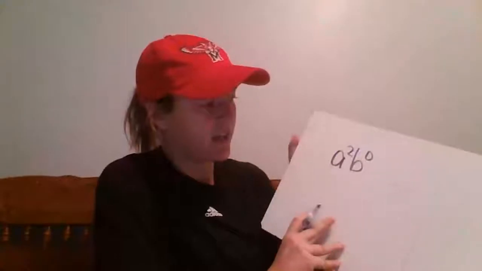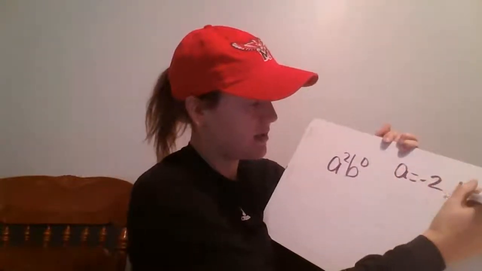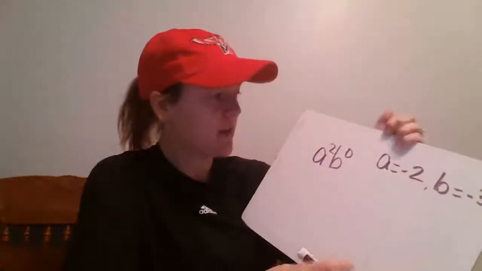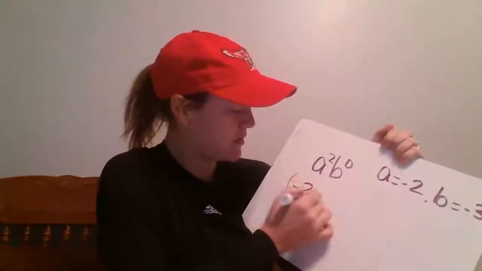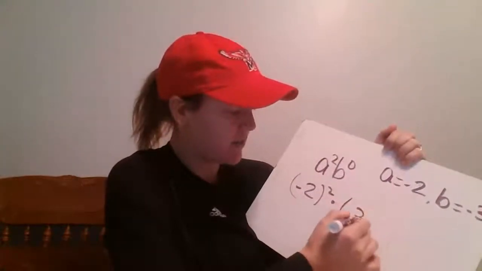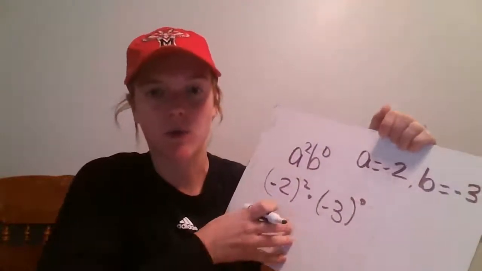Now, if we look at example 2a, it has a squared times b to the 0, and it says a equals negative 2 and b equals negative 3. So we're going to plug in negative 2 for our a. So we have negative 2 squared times negative 3 to the 0, and I'm just putting the parentheses to make it a little more organized.